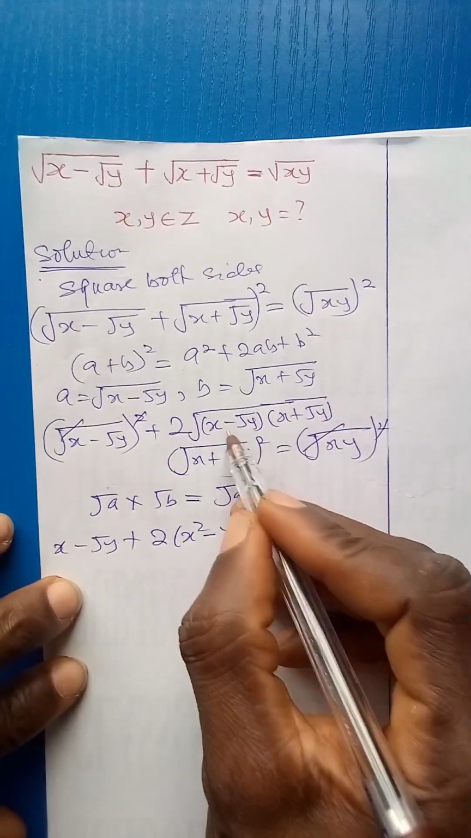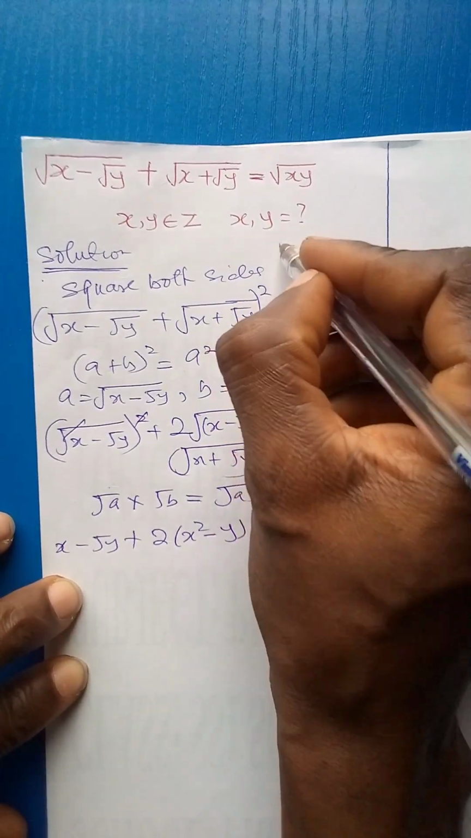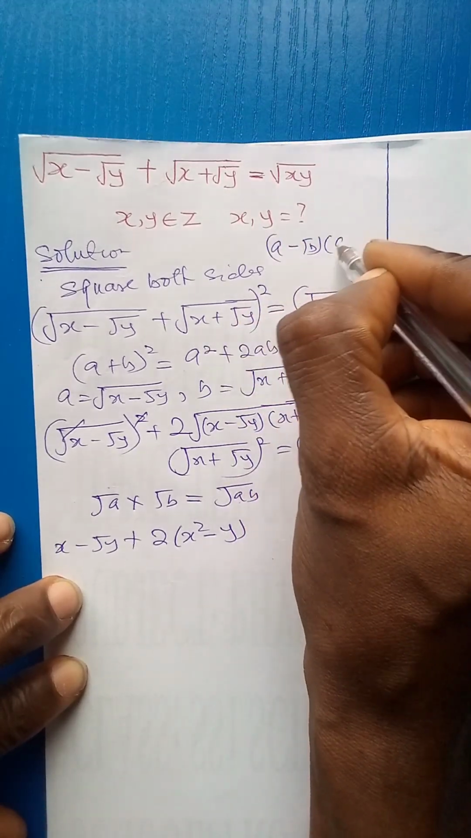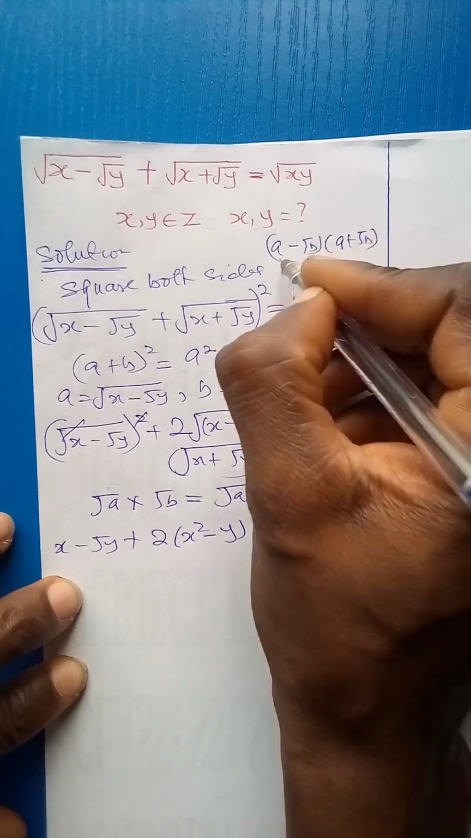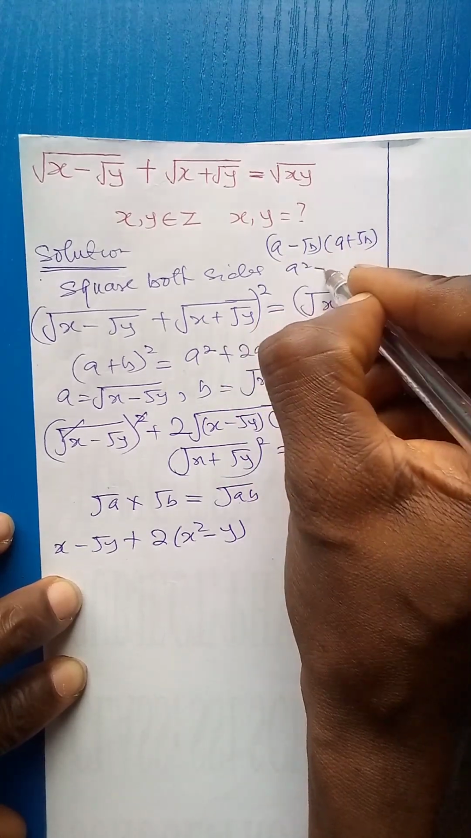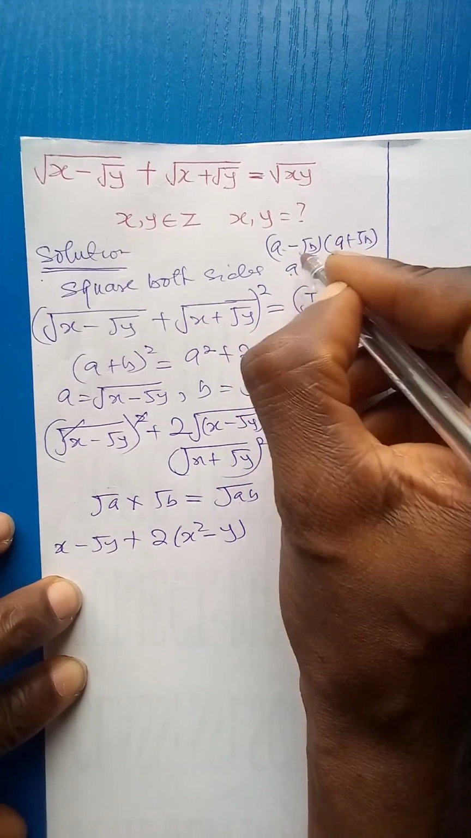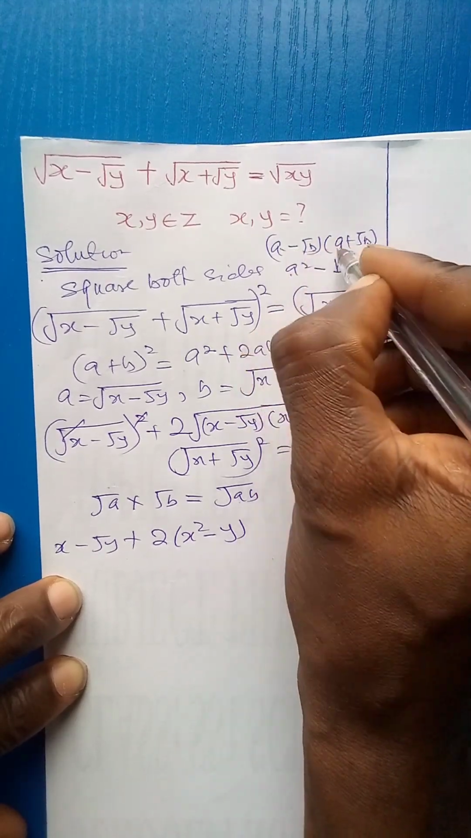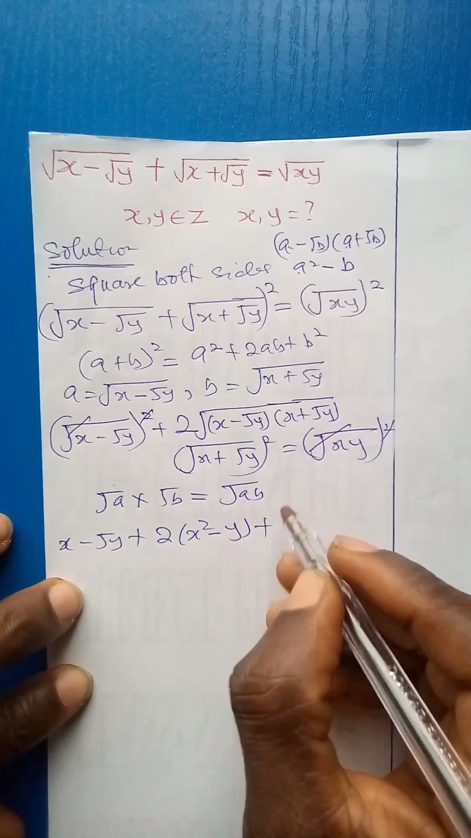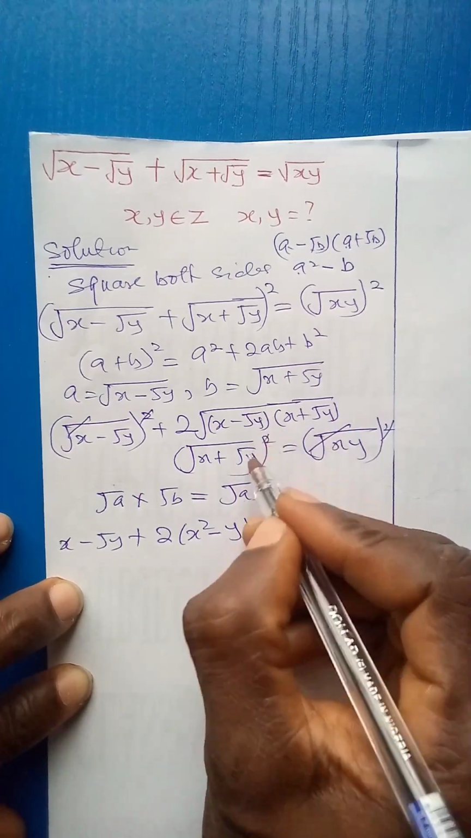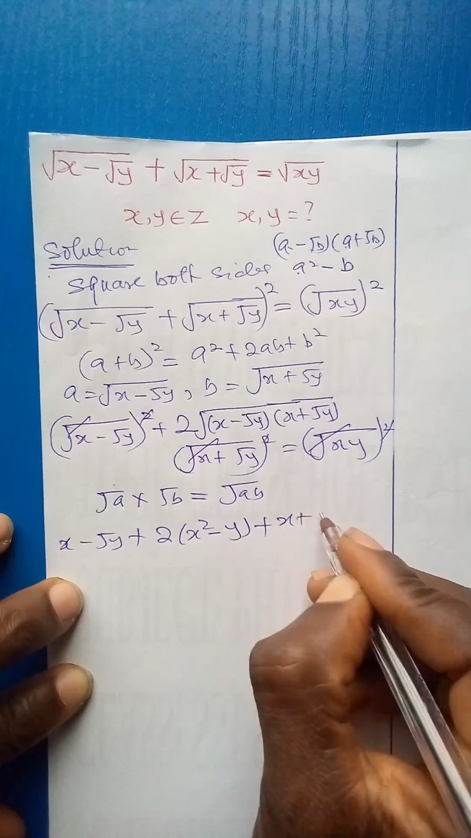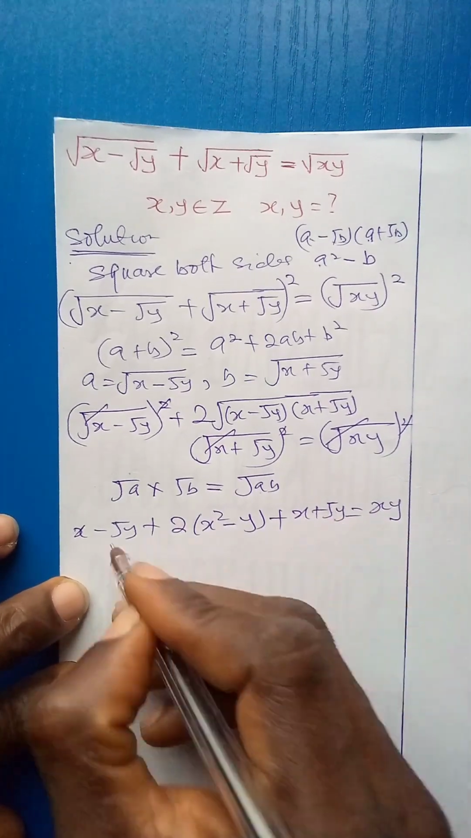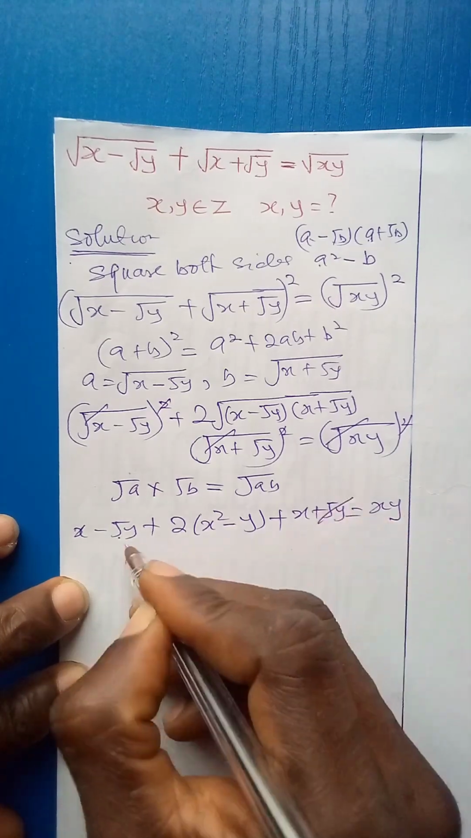Now, I was saying that this is a difference of two squares. If I have a minus root b, then multiplying by a plus root b, it will be a squared minus b, because this times this is this, and this times this is this. When we multiply this and this and this and this, they will cancel out, plus the b part, which is this and this, will cancel out, giving us x plus root y equals xy. Now, since this and this are equal and opposite, they will cancel out.